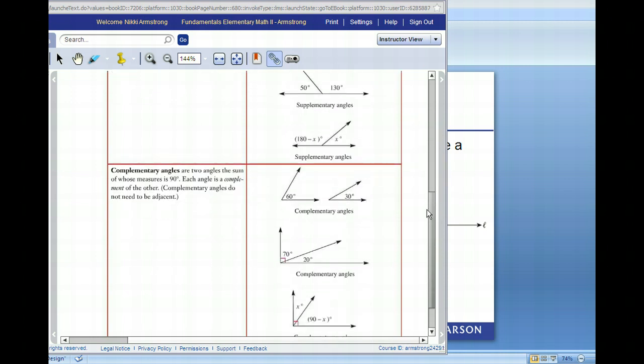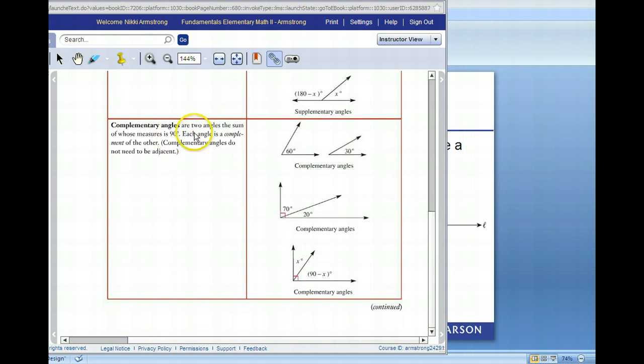Alternatively, we have what are called complementary angles. These are two angles, the sum of whose measures is 90 degrees. Each angle is a complement of the other. And again, complementary angles don't have to be adjacent. They don't have to share a vertex and a side. So here we have these two angles of 60 and 30, which would be considered complementary because when added together, they equal 90 degrees. These are an example of two complementary angles that are actually adjacent to one another.